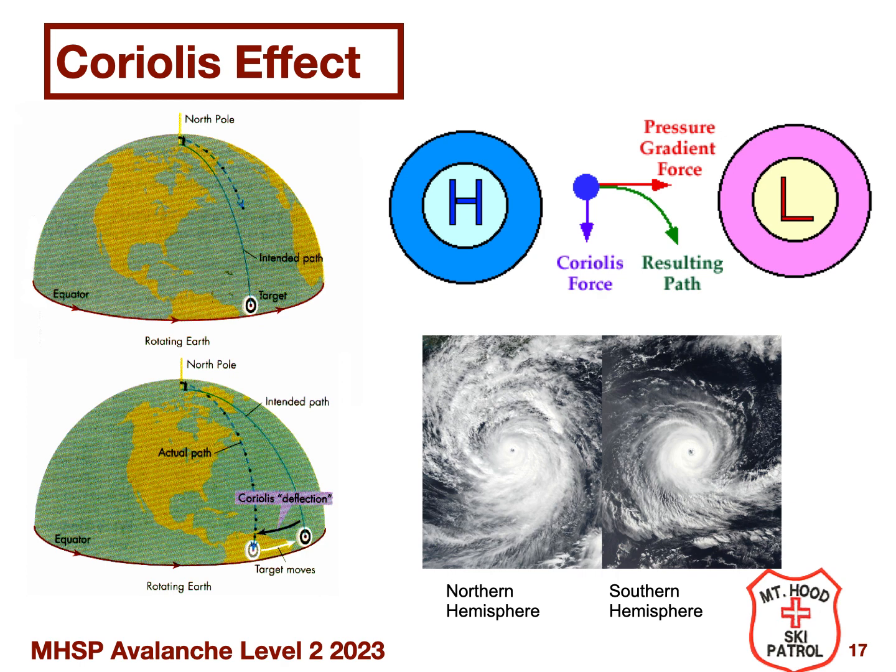This explains the circular patterns we see during a tropical storm or hurricane. The pictures on the bottom right show a hurricane in the northern hemisphere on the left and the southern hemisphere on the right.